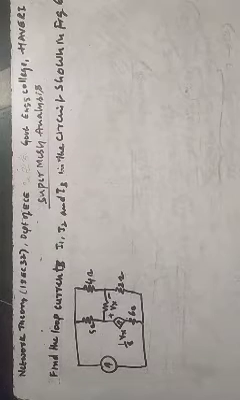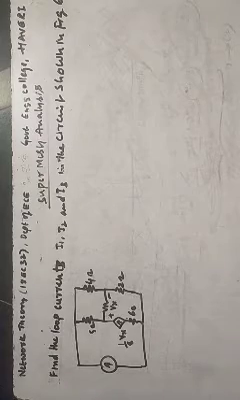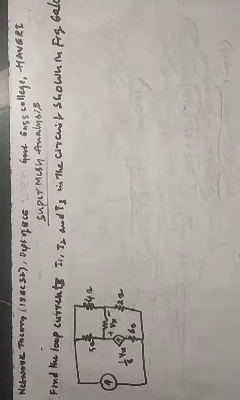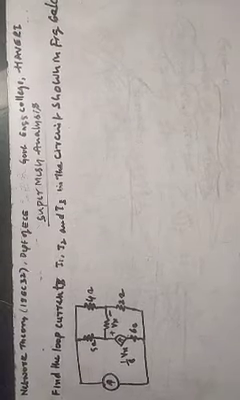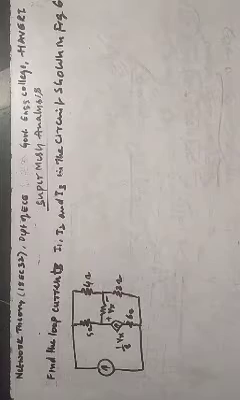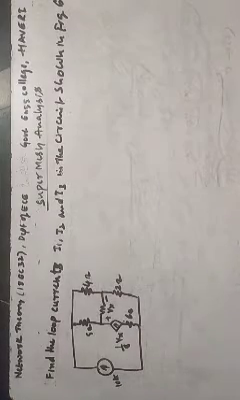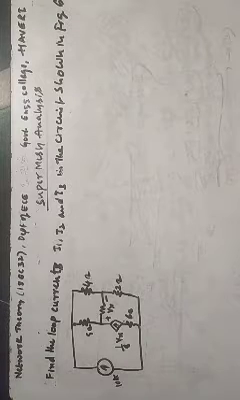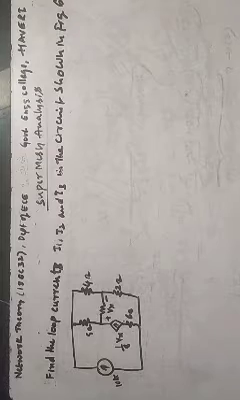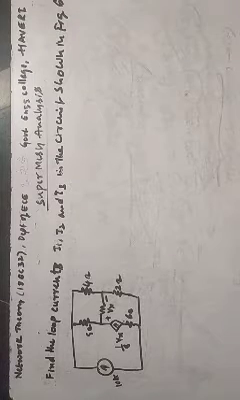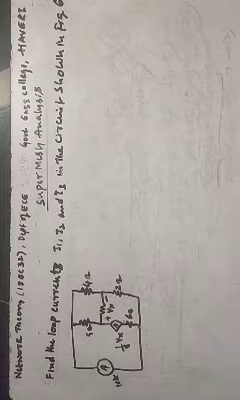Okay, welcome to another problem on super mesh analysis. In this example, we are going to find the loop currents I1, I2 and I3 in the circuit. Consider the diagram shown here. Here is 10 ampere. We have one independent source and one dependent source, a voltage dependent current source.